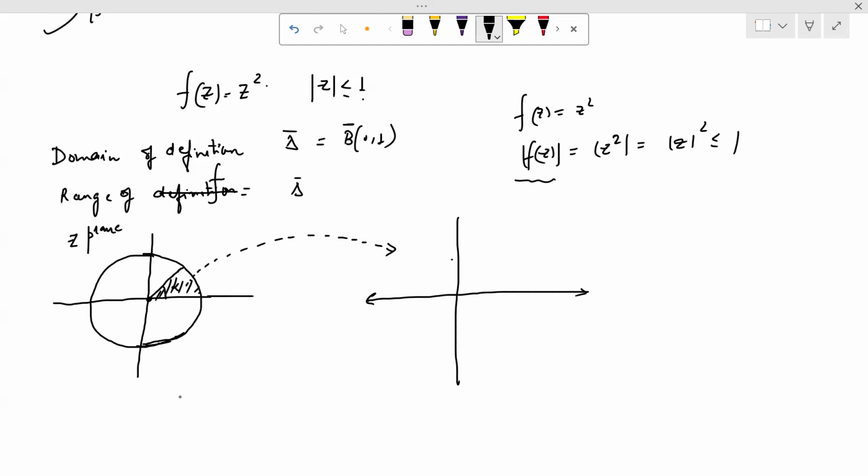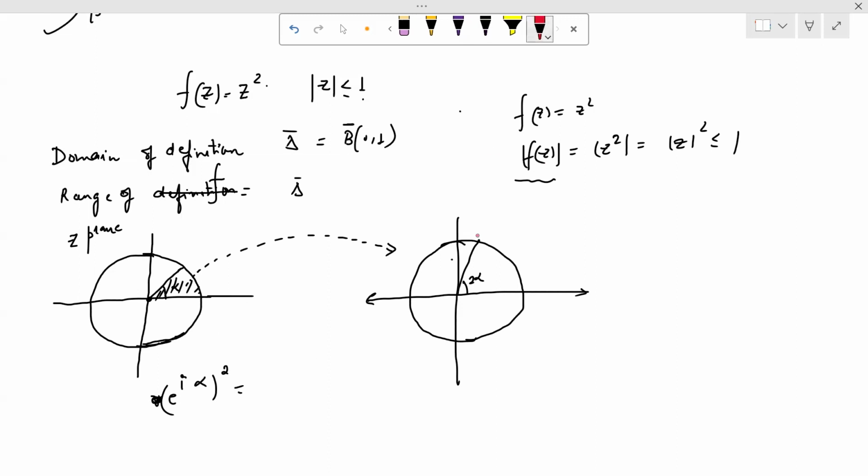If I take any points from this particular area, then obviously I can write this way, let us say r is one only, e to the power i alpha. And if I square it up, what will happen? All these points are going to get mapped in an annular region, but now with angle 2 alpha. So all these points here are going to get mapped here.